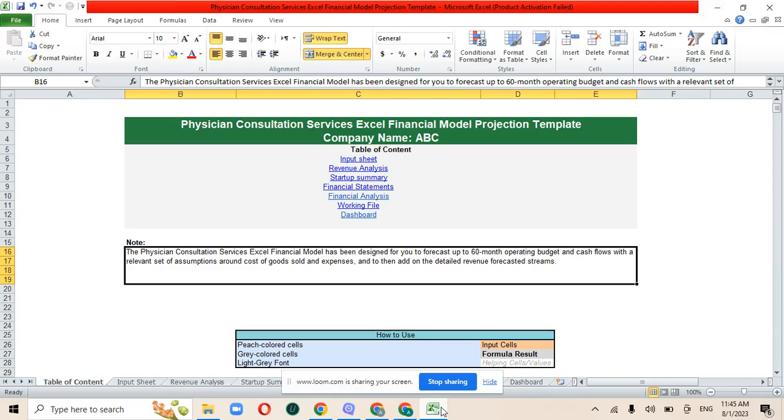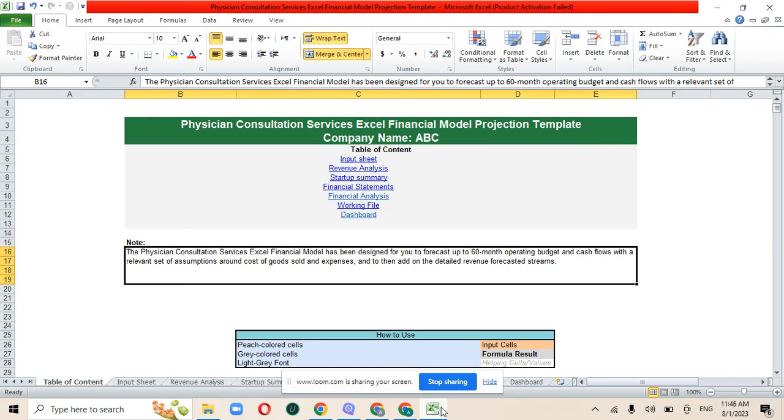Hello everyone. Oak Business Consultant is back with another financial model, which is the Physician Consultation Services Excel financial model. This financial model will help the physician consultation service providers to forecast their financial performance for the next 60 months. So let me take you through a step-by-step demonstration of this template's functionalities.